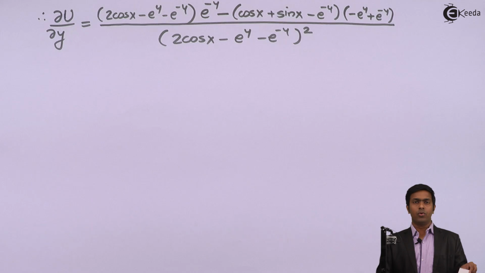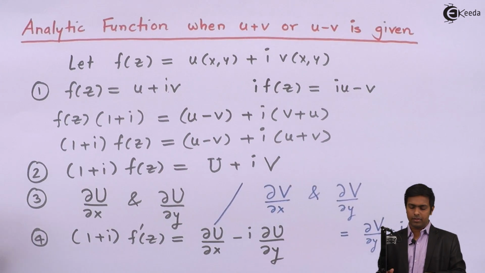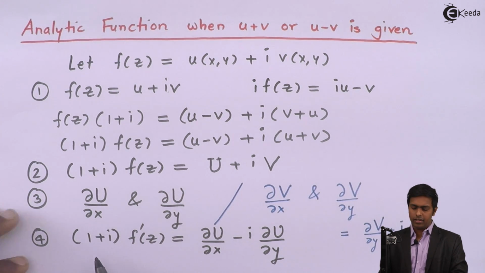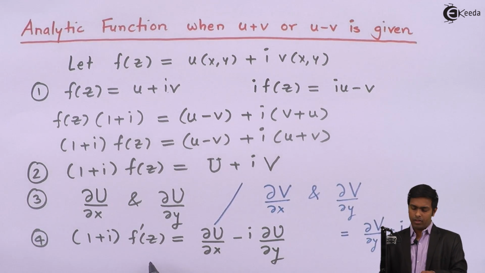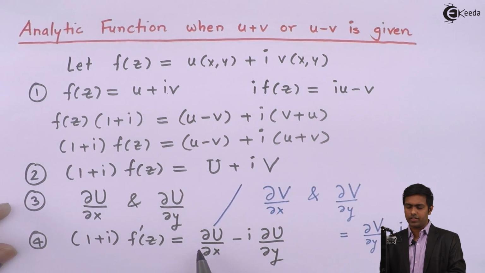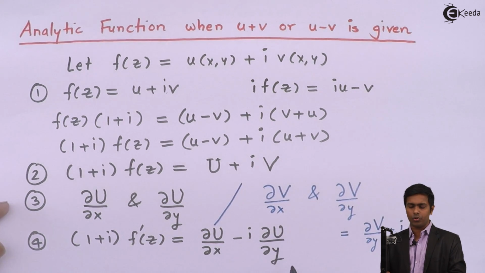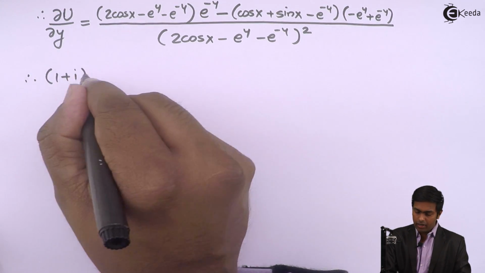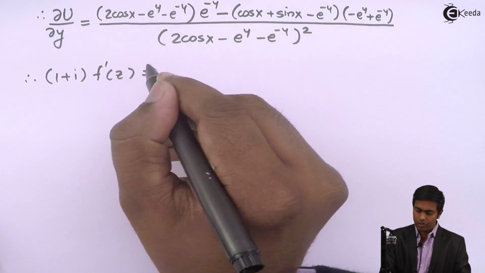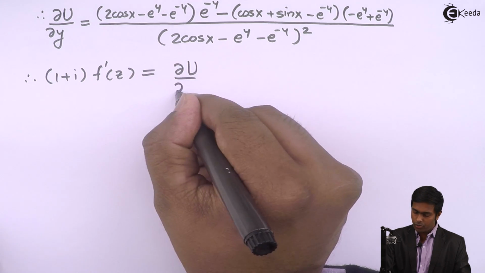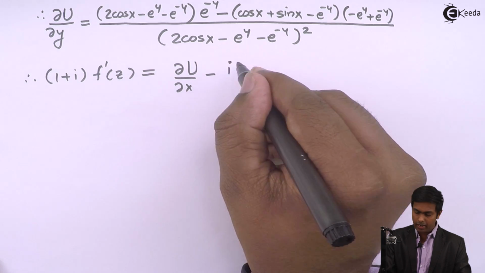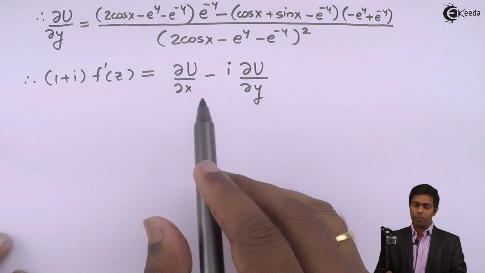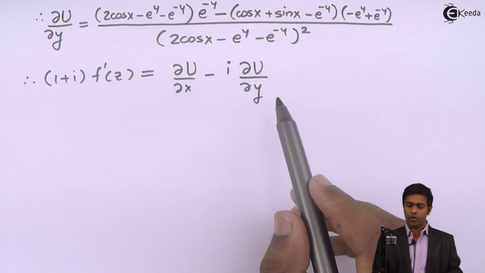So now we'll move to step number 4, where we will substitute these values in the formula of derivative. So here we will get 1 plus i f dash of z is equal to dou u by dou x minus i dou u by dou y. Therefore 1 plus i f dash of z is equal to dou u by dou x minus i dou u by dou y.